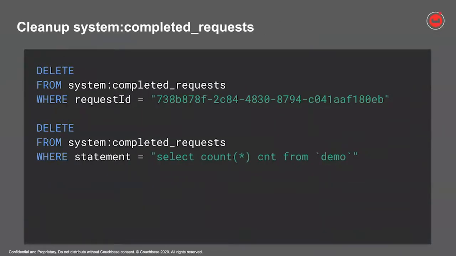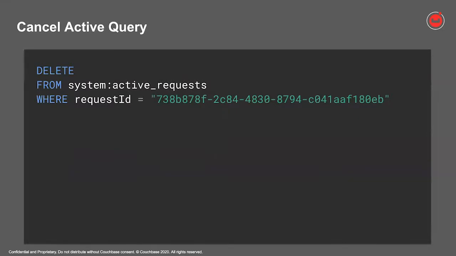We can clean up system completed requests. If you've gone in and tuned a bunch of queries, you can delete them from system completed requests so you no longer see them anymore. And you can delete just like you would from any other bucket, whether this is by the request ID, a specific statement, etc. We can always delete from system completed requests. And you can delete from system active requests as well. By deleting a record from system active requests, this is effectively going to cancel a query. It's how you would stop a long running query.